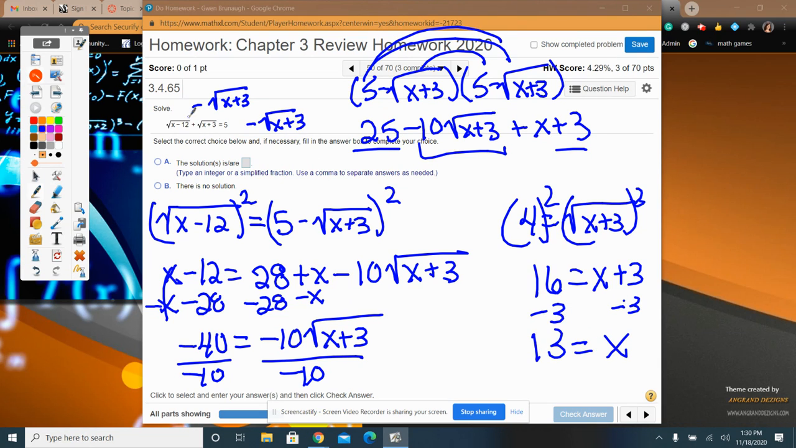Double check. 13 minus 12 is 1. Square root of 1 is 1. 13 plus 3 is 16. Square root of 16 is 4. 1 plus 4 does equal 5. So my answer is 13.